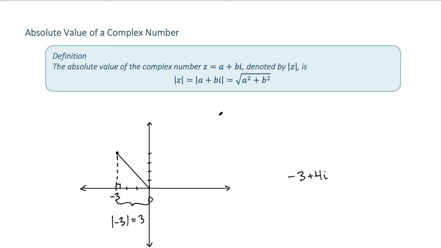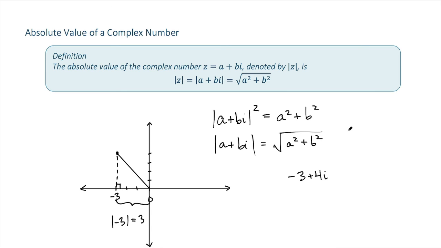And so, given a complex number, a plus bi, the distance from that number to 0 will be the hypotenuse. Well, that distance squared is equal to a squared plus b squared. Right? The Pythagorean theorem says a squared plus b squared equals c squared, where c is that length there. And that gives us then a formula for the absolute value. It is simply the square root of a squared plus b squared.